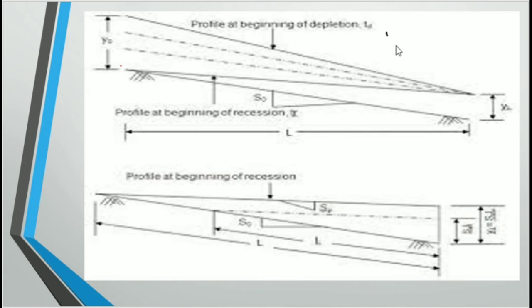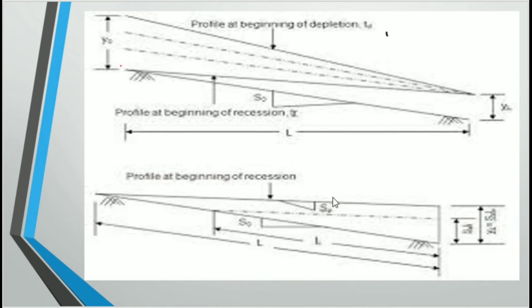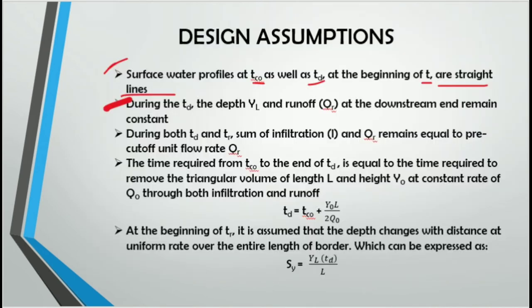Next is the fifth assumption. At the beginning of TR, it is assumed that the depth changes with distance at a uniform rate over the entire length of the border, which can be expressed as SY = YL TD over L. So you can see on this figure, SY is just the slope of the water during the recession phase. In order to take the slope of the water, we have here YL multiplied by the time of depletion over the length of the field or the border strip, and that will give you the slope of the water.